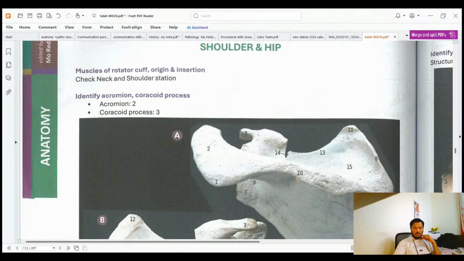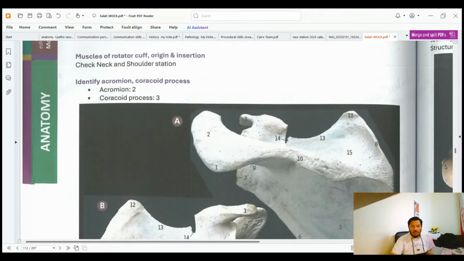Shoulder and hip, Chapter 3. Muscles of the rotator cuff, origin and insertion. Check neck and shoulder. Identify the acromion, number 2. Coracoid process, number 3.